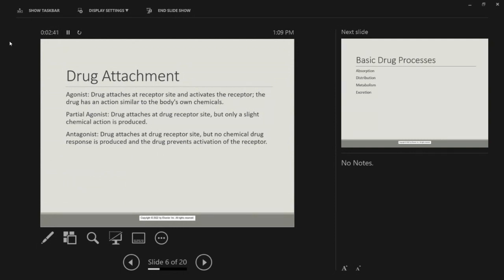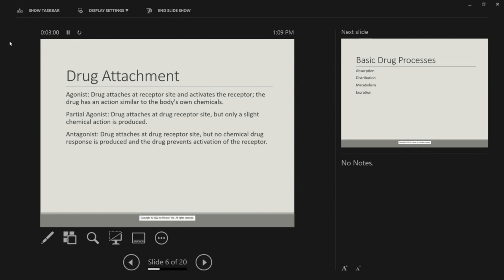Some drugs attach to the receptor site but produce only a partial effect. These will be known as partial agonists. Buspar is an example of a partial agonist. Although it can be used alone, it is frequently used to boost the effects of other drugs for depression, such as Prozac, that are full serotonin agonists.